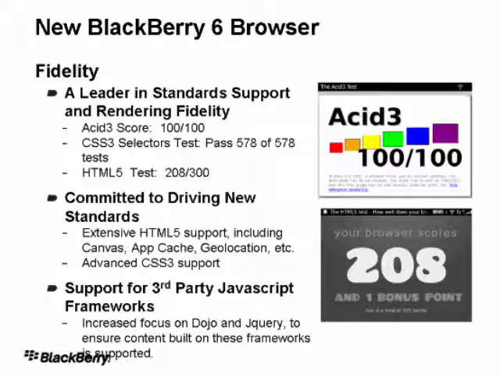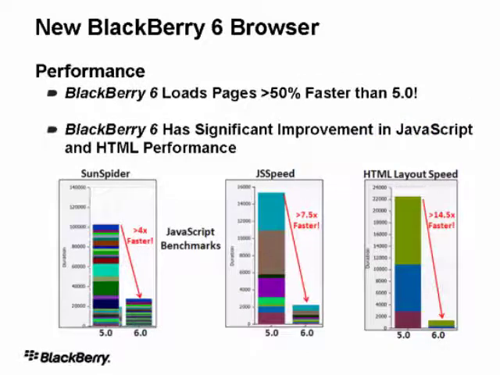We have extensive support for HTML5, and we also support JavaScript frameworks. But it's not only good in rendering stuff and showing the display properly. We also increased the performance. BlackBerry 6 loads pages more than 50% faster than the previous version. JavaScript executes 7 times faster, and HTML layout is 14 times faster, so it's really improved compared to what we had before.